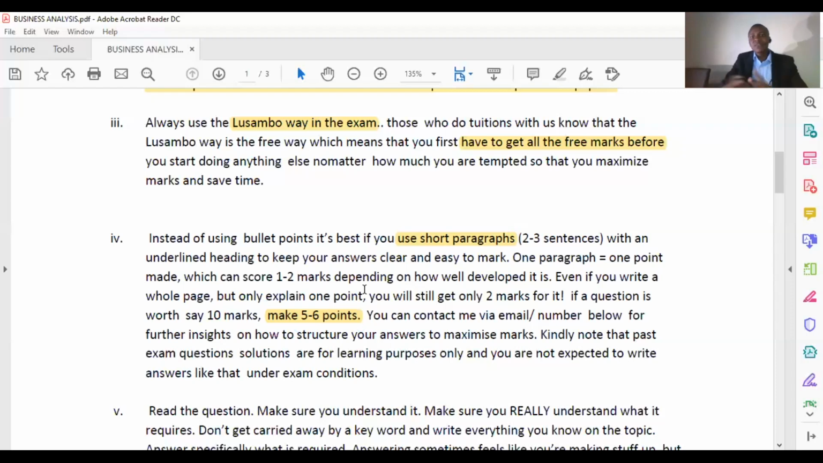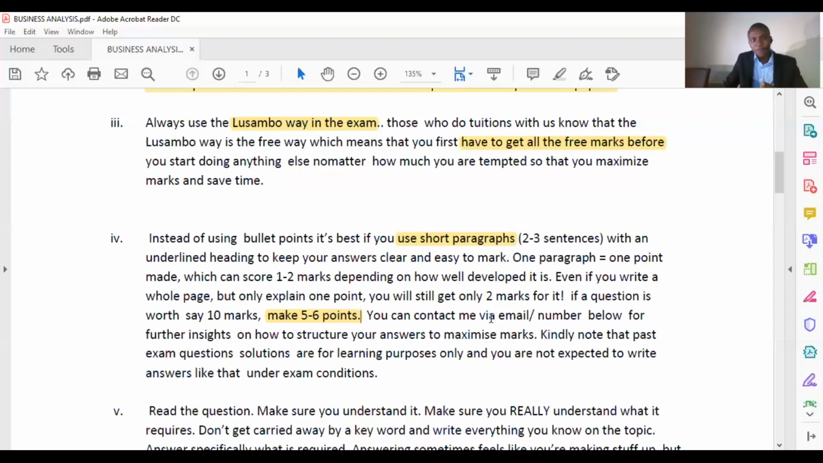You can contact me via email or the number that I've provided in the PDF at the end of this session if you want to know more on what you need to do now to answer the structure. But for the purpose of this session, we are saying it's best to use 2.5 minutes on every mark that you are going to get.